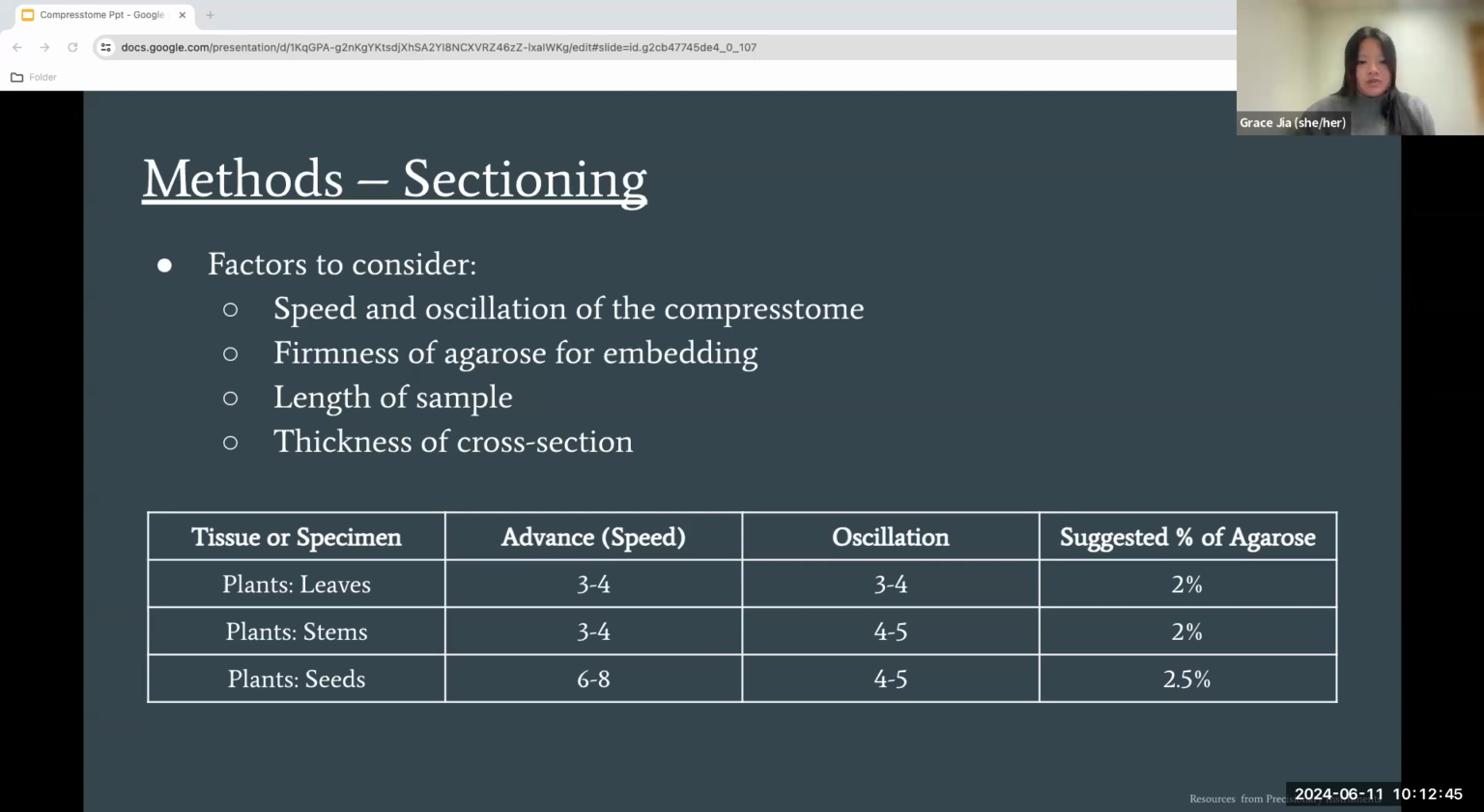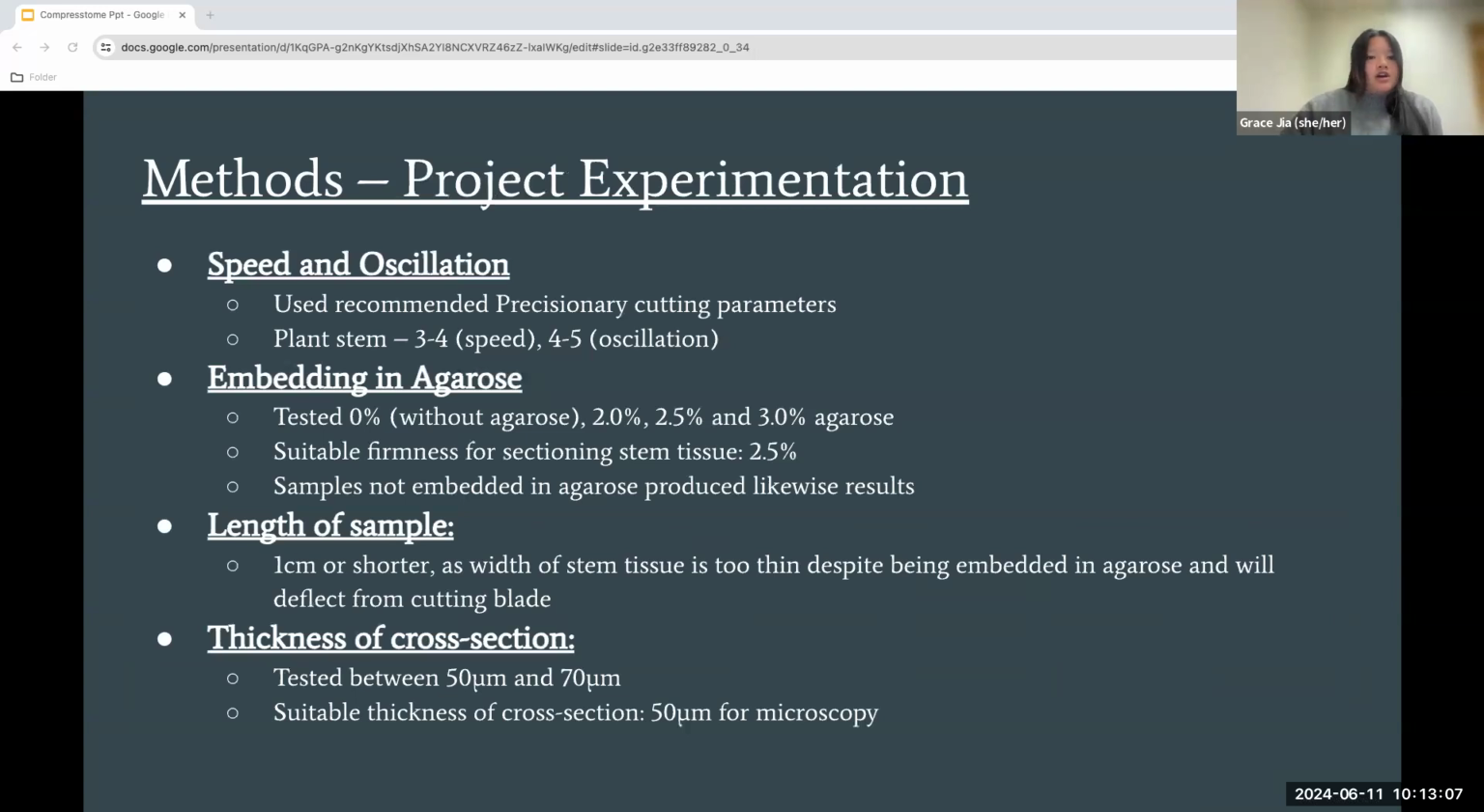Since we are using plant stems for this investigation, we use these parameters provided by Precisionary Instruments as a basis for developing our methods right here. So as you can see, speed and oscillation, 3 to 4, 4 to 5, and the suggested percentage of agarose being 2%. Through project experimentation, we discovered the following. The basis of speed and oscillation that was recommended by Precisionary Instruments ended up working very well for the type of woody tissue that we were sectioning.